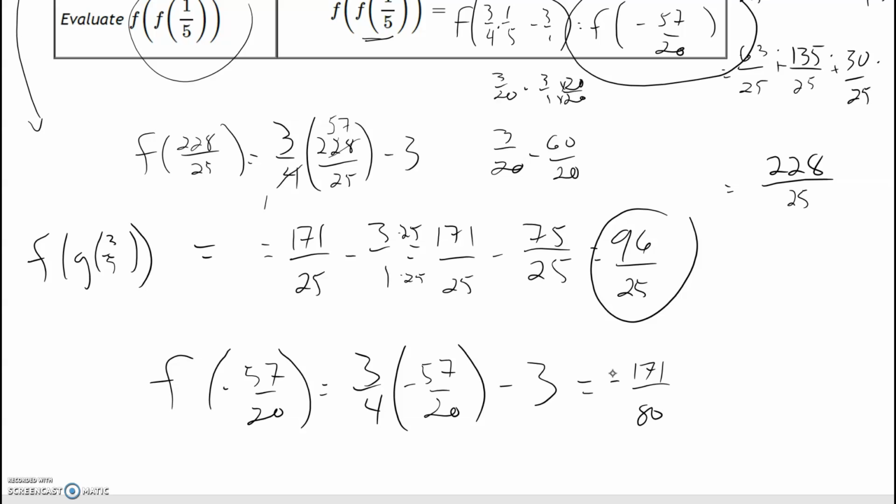When you get that, well, that wouldn't be that hard to get. This times this is negative 171. This times this is 80. And then we have to do minus 3 over 1. Common denominator, 80. 3 times 80 is 240. So negative 171 minus 240. And I get negative 411 on top.